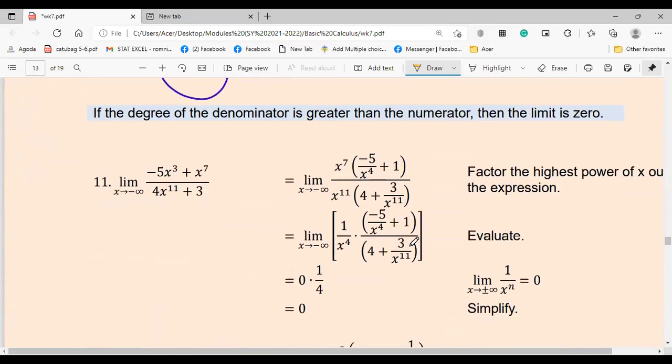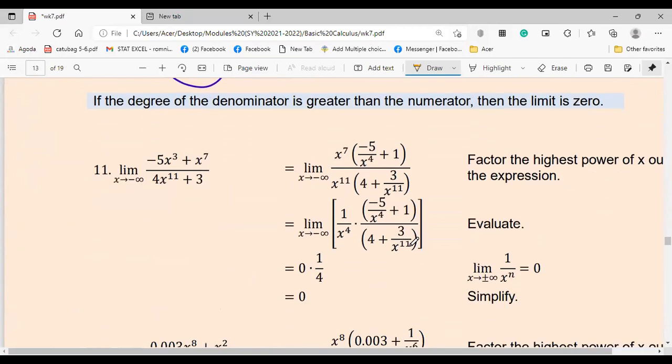Now we move to the next case. If the degree of the denominator is greater than the numerator, then the limit is 0. Second, kapag mas malaki ang degree ni denominator kaysa numerator, 0 daw ang kanyang limit. So, tingnan natin. In number 11, makikita mo, this is 7, this is 11. Mas malaki ang degree ni denominator kaysa kay numerator, 0 kaagad yan.